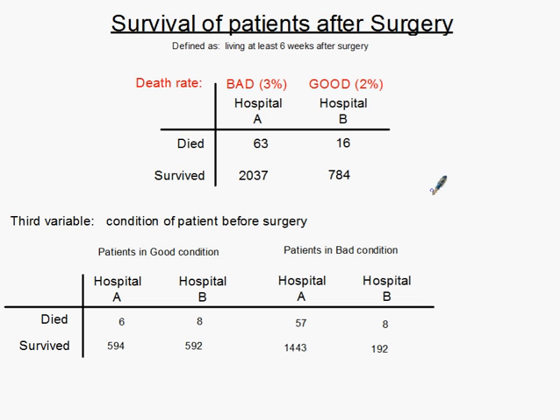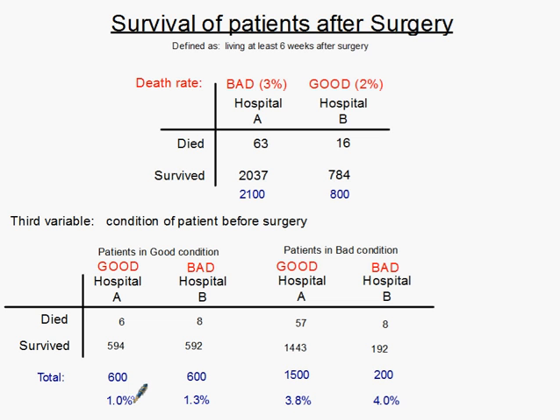So if we take the same patients and divide them up, 6 plus 57 is 63, 8 and 8 is 16. So you can say it's the same patients. We've just split them up depending on whether they went into surgery in good condition or bad. And we can do the same analysis, get the totals, just like we did above, and get our death rates. And if you look at it, all of a sudden, hospital A is better than hospital B. And if you're in bad condition, hospital A is still better than hospital B.